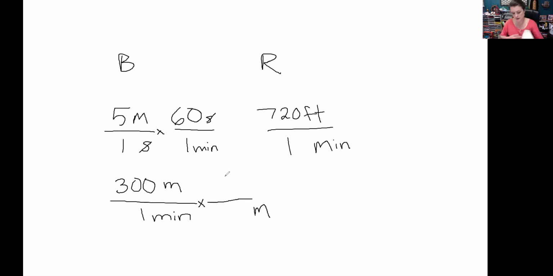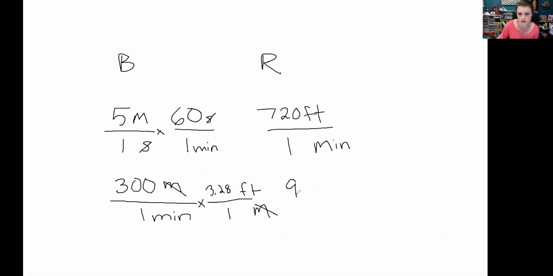So I need to go to the back of my book and find feet to meters or meters to feet. So I go to 1 meter is 3.28 feet. Okay, so now I can cross out my meters and I'm going to multiply 300 times 3.28. So take my calculator. That's why it's important to be able to use a calculator. 3.28 times 300 equals 984.